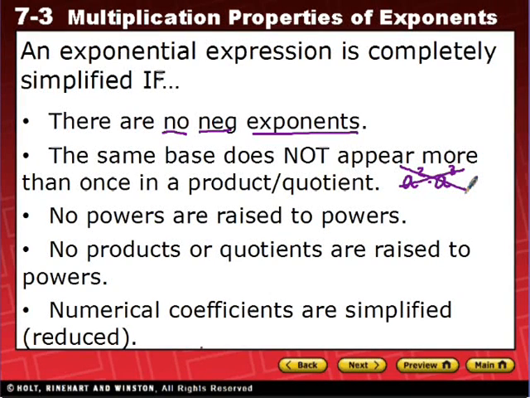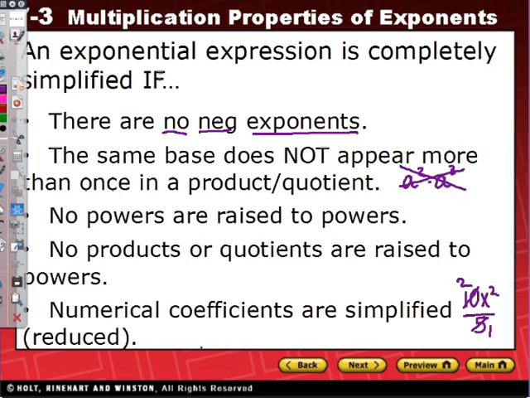No powers are raised to powers, so no parentheses with stuff raised to a power and then another exponent on the outside. Learn how to fix that today too. No products or quotients are raised to powers. Okay, so everything has to be all multiplied out. And lastly, numerical coefficients are simplified or reduced. So we're not going to leave something like this, 10x squared over 5. Okay, we would go ahead and simplify it. Pause it if you need more time to write all these down. I would certainly expect it's going to take you maybe another 30 seconds or so.